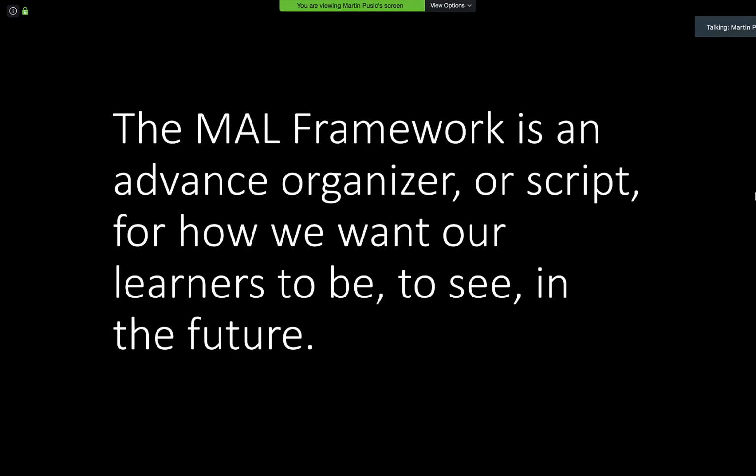And so the MAL framework tries to do that for health professions education. The MAL framework is an advanced organizer or script for how we want our learners to see in the future. And this is that ambition that we have of teaching our health professions learners today in a way that will still be advantageous for them in 10 years' time or more.